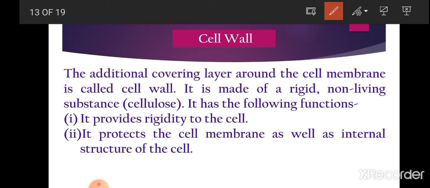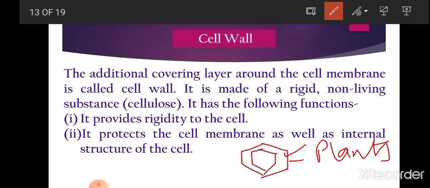So in that diagram we have seen the cell membrane. Suppose this is any cell. The outer membrane is the cell membrane, but the cell wall is an additional covering layer which is present around the cell membrane. It covers the cell membrane also. And one very important thing is that the cell wall is present in plants only. In plants and in bacteria only, the cell wall is present.